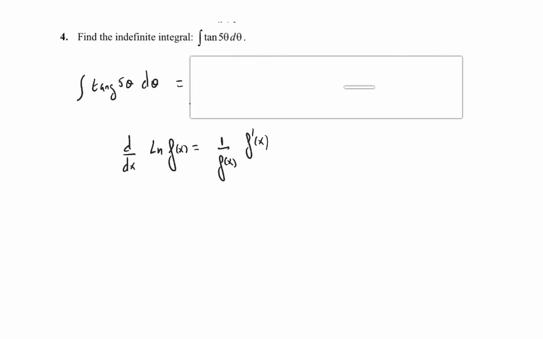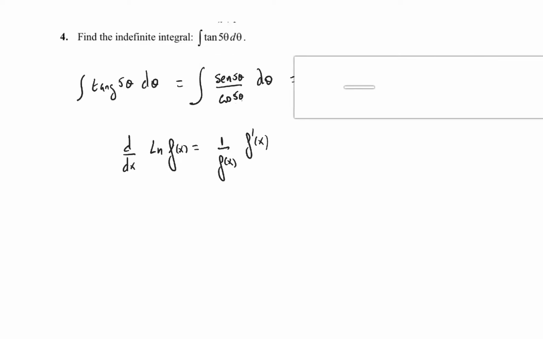So the integral is the integral of sine of 5 theta divided by cosine of 5 theta d theta. Sine of 5 theta, that is in the numerator, is the derivative of cosine of 5 theta, but we are missing a 5.